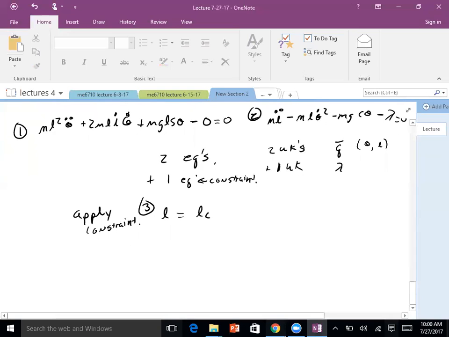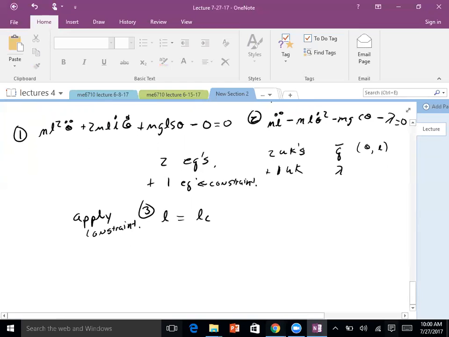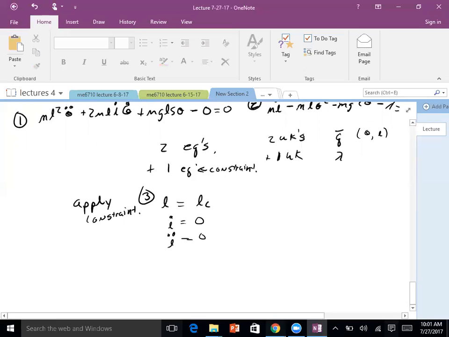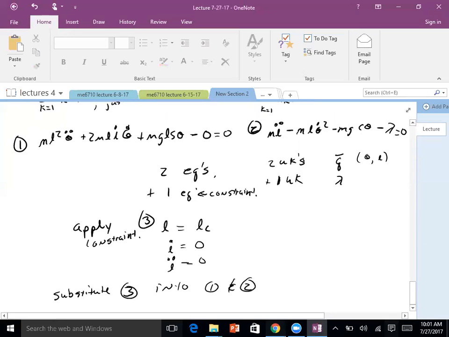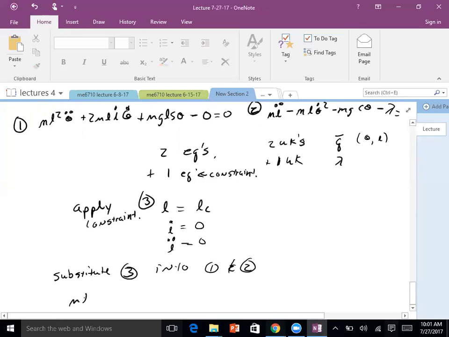So now I'm going to do one more step, which is I'm going to substitute in a little bit. L equals LC. What does that tell me about L dot? 0. Does it tell me about L double dot? 0. So I'm going to put that back into our other equations. So I'm going to go back to 2 equations. I'm going to now substitute 3 into 1 and 2. All right. When I do that, I get ML squared theta double dot. Let's see, the second term goes to 0 plus MGLS theta equals 0. So I get that equation.